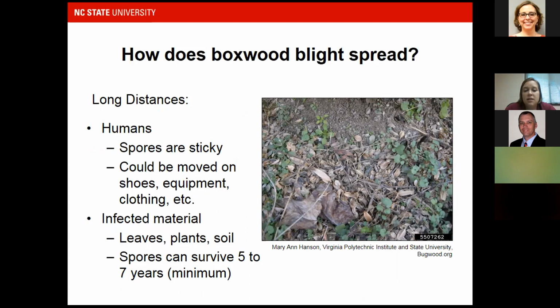So the infected material spreads the disease, and these spores can survive for a long period of time, for 5 to 7 years. So that's something to be mindful of, especially if you are working with landscapers who might be going to one planting that has blight and then moving to another place that doesn't. You should really encourage them to be mindful that they could easily be spreading this disease.